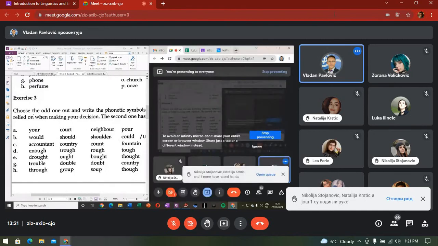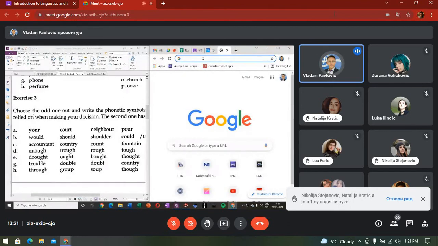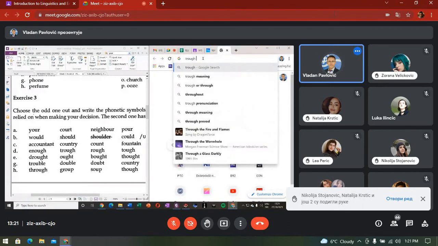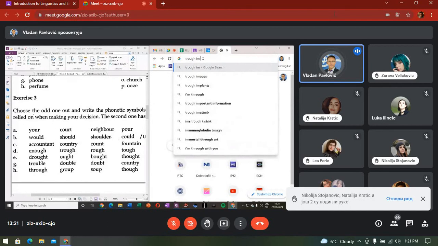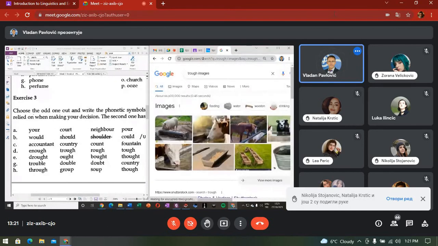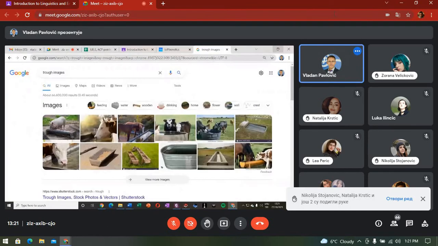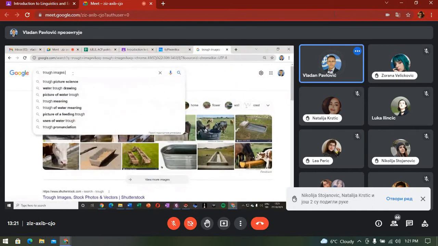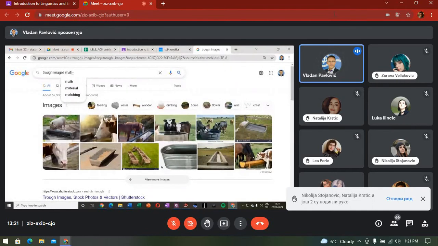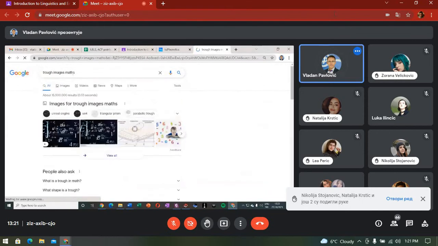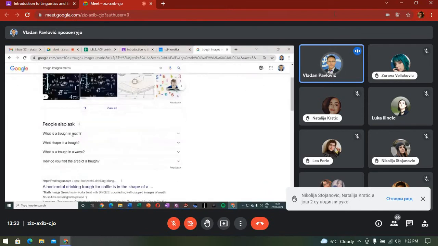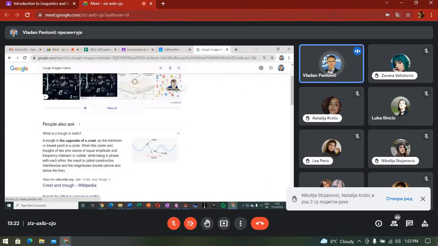Ajde da pokušam da ga nađem. Ovde. Trough. Ajde recimo images. So this is a trough. Ovo su sve korita. So a long, narrow, open container for animals to eat and drink from. Trough, ajde in maths. Da vidim da li ću ga naći. Ovo bi bili trough in maths.